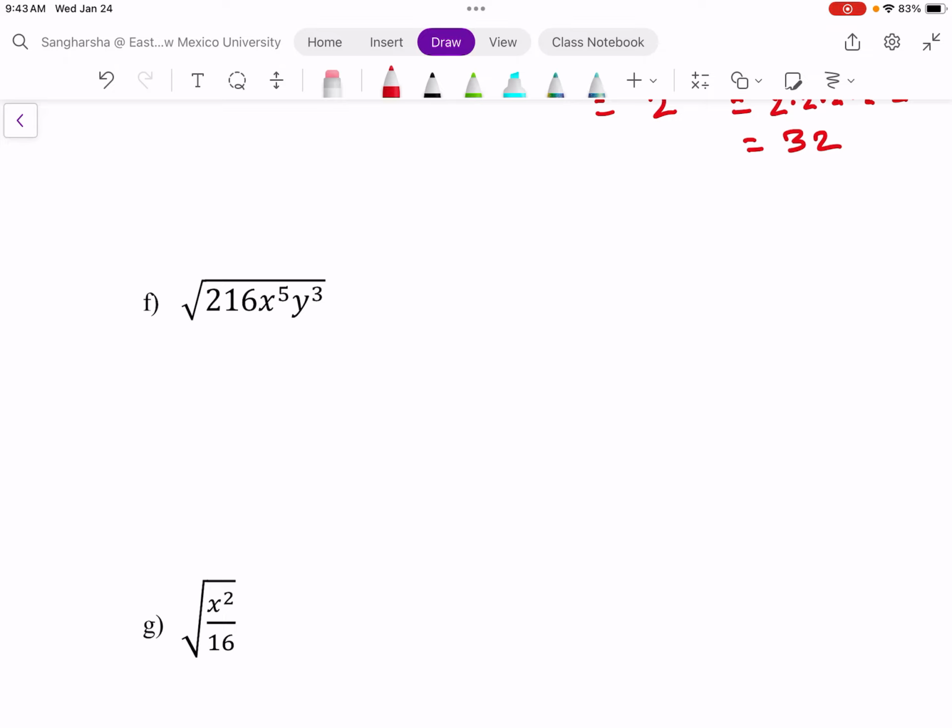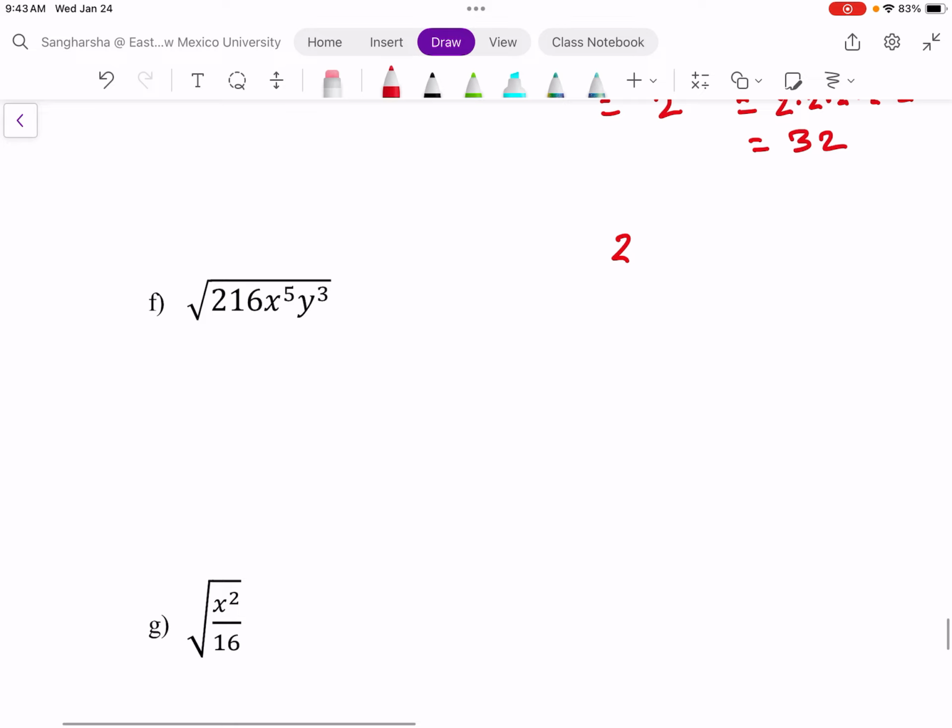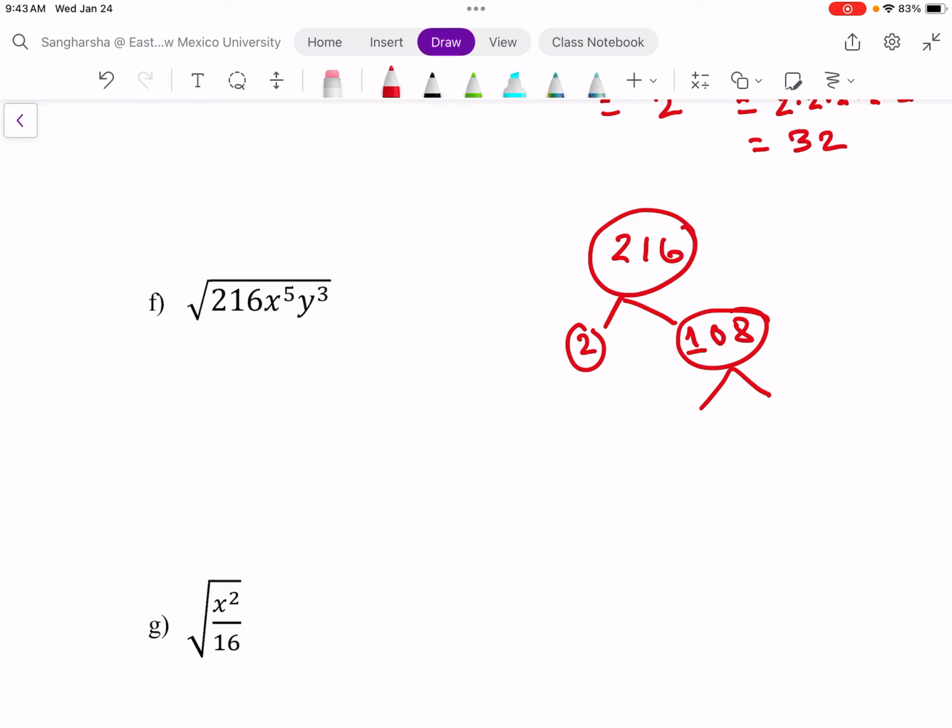Okay, if you have a confusion, then yeah, you can always use a tree diagram. So let's start with the tree diagram. We have 216. Now we find the smallest prime number that divides 216, which is 2. 216 divided by 2 is 108, right? Now 108, we can still divide by 2, and 108 divided by 2 is 54. We can divide 54 by 2, which is 27.